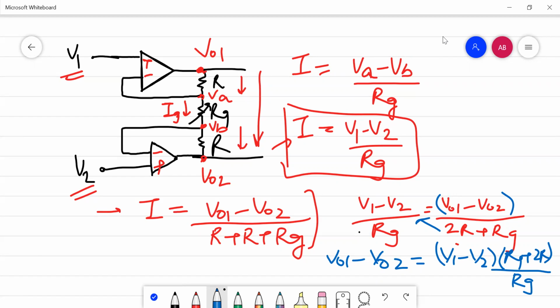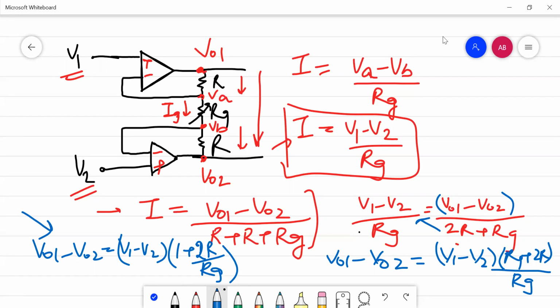So now dividing here, what we are going to get is V01 minus V02 will be equal to V1 minus V2 multiplied by 1 plus 2R upon Rg. So this is the output of my first stage. Because we will be requiring it later, I am just multiplying both sides with minus here. Multiplying minus on both sides will not make any difference, so that will make it V02 minus V01 and similarly V2 minus V1, while this term will remain the same, 2R upon Rg.